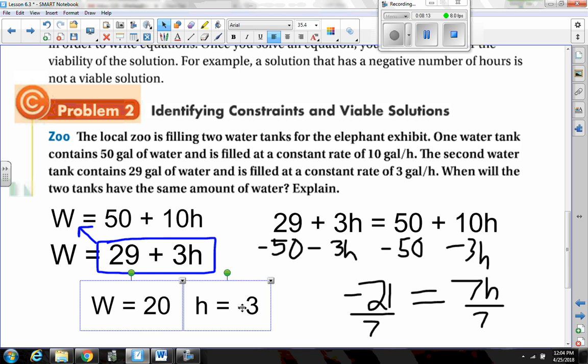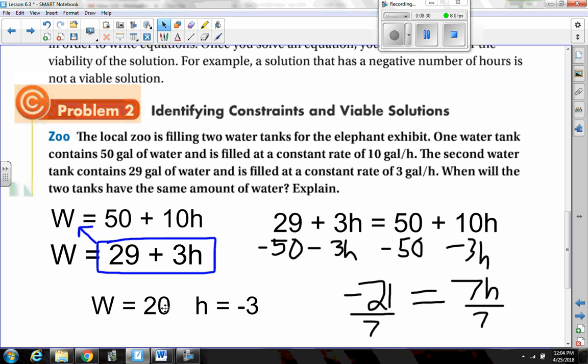But getting negative 3 hours doesn't really make any sense. Sort of an illogical answer, right? How can we have the same amount of water 3 hours ago when we just started filling them up? That doesn't really make any sense. It also doesn't make sense that both tanks would then have 20 gallons in it, because one of them started with 50 and the other started with 29. So how can I fill them up and end up at 20 gallons? It just doesn't make any sense.